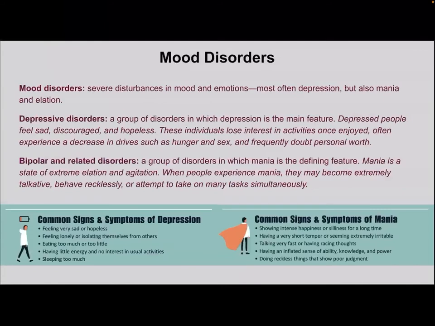All right, mood disorders in general are depression, depressive disorders, and then bipolar. So depressive disorders is where the person is just depressed. They just have the downside of the mood disorder. Depressed people feel sad, discouraged, and hopeless. These individuals lose interest in activities that they used to enjoy. They often experience decrease in hunger or sex drive, doubt their personal worth, and as we'll mention in a little bit, the scariest symptom of depression is suicide or suicidal thoughts.